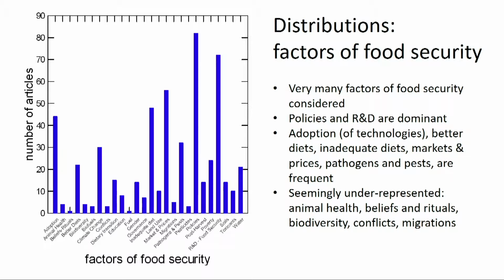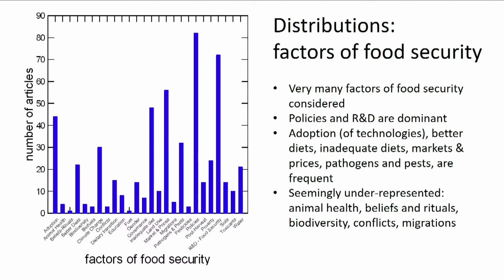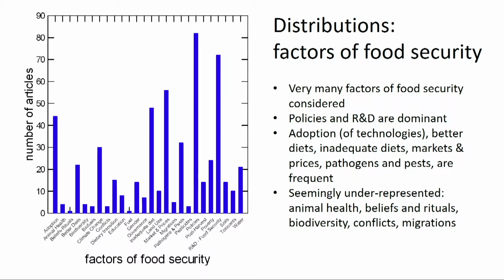We see tremendous variability among the factors, and I'm not going to enter all the details of this diagram, but simply to say that some factors of food security have been much less represented than others. One of them which strikes me is biodiversity, for instance. Very few articles address biodiversity as a key factor determining food security. We see very few articles dealing with migration and with political unrest or conflicts.